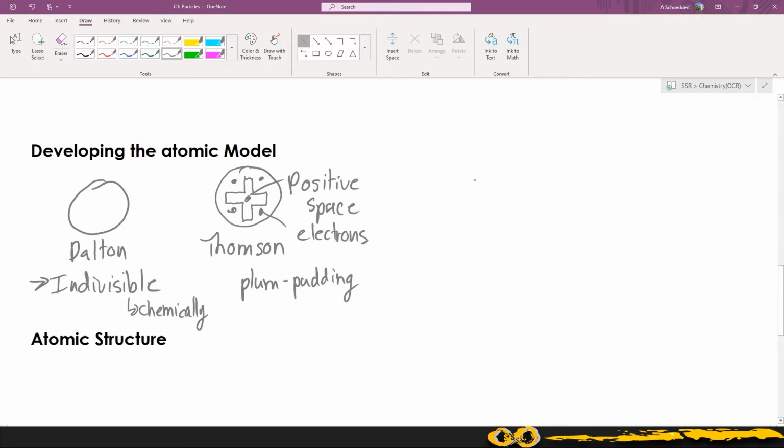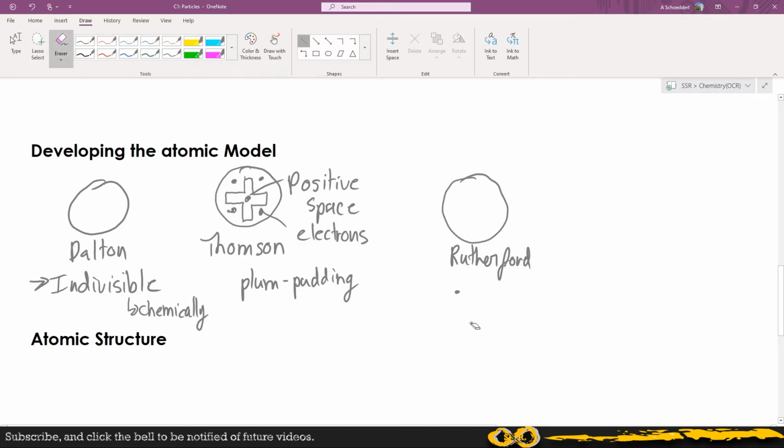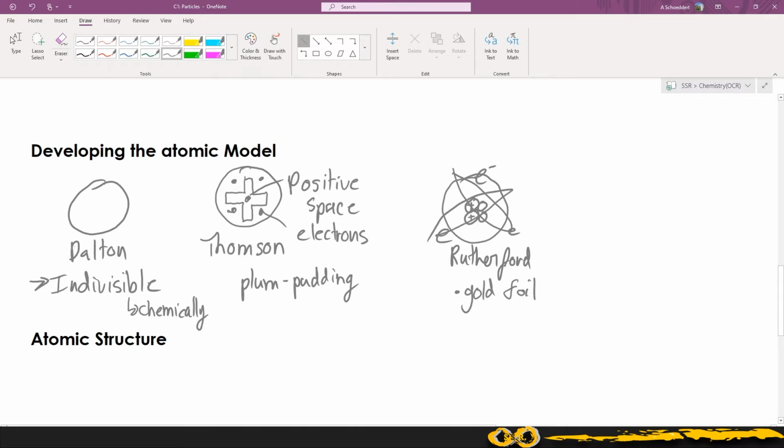The next scientist to come along was Rutherford. What Rutherford did is the gold foil experiment, or he worked with Geiger and Marsden on the gold foil experiment, I should say. What they found with that experiment is that particles were deflected from the center of the atom, and so there must be a dense nucleus in the center of the atom, and then electrons whizzing around the outside of this atom at random orbits, kind of like planets around the model.